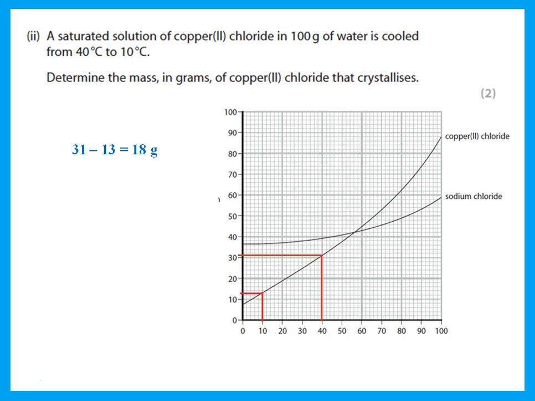So when we cool, remember that when we're doing crystallization, what do we say? We say heat to point of crystallization, and that means I have a saturated solution, and then cool to form crystals. So when we cool from 40 to 10, I will get 18 grams of crystals coming out of the solution, because at 10 degrees Celsius only 13 grams can dissolve. So remember that when we do crystallization, this is what we're doing, and the crystals that form are the ones that come out due to cooling.